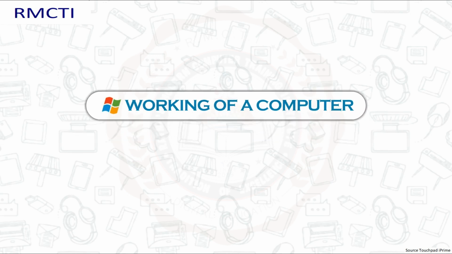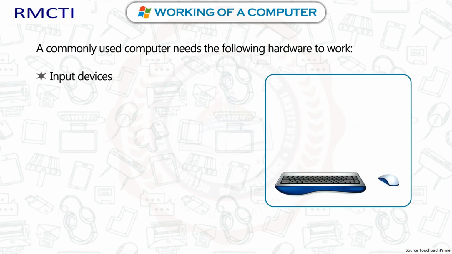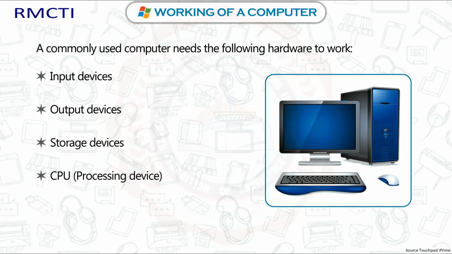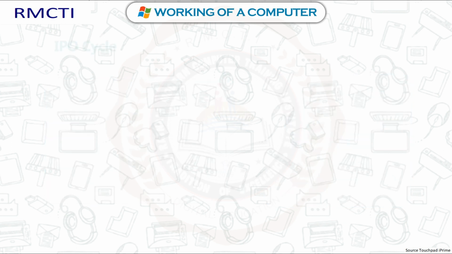Working of a computer. A commonly used computer needs the following hardware to work: input devices, output devices, storage devices, CPU, processing device. Along with the hardware, the computer requires software to work. A set of instructions written in any computer language is known as a program. Programs are stored in the computer's memory.